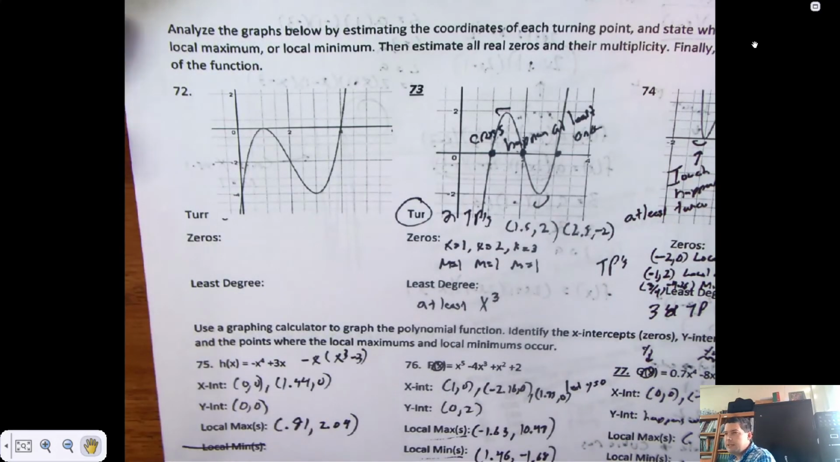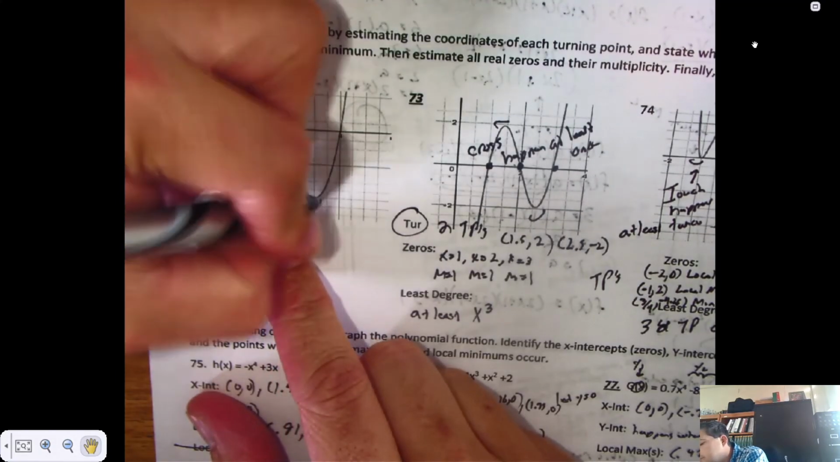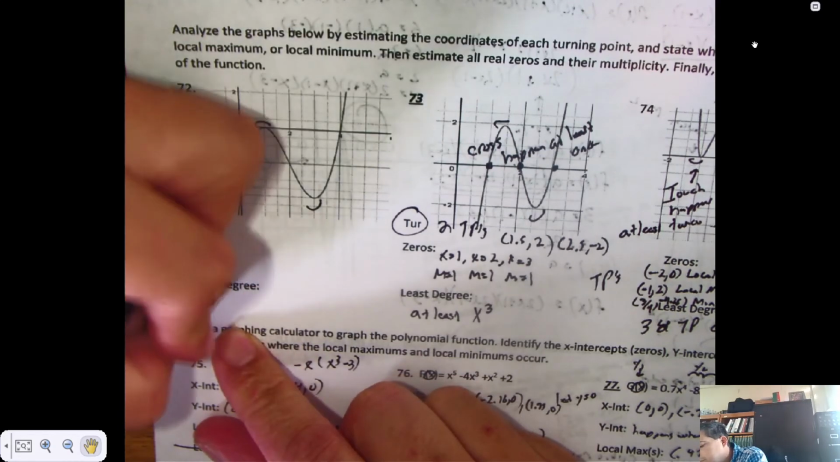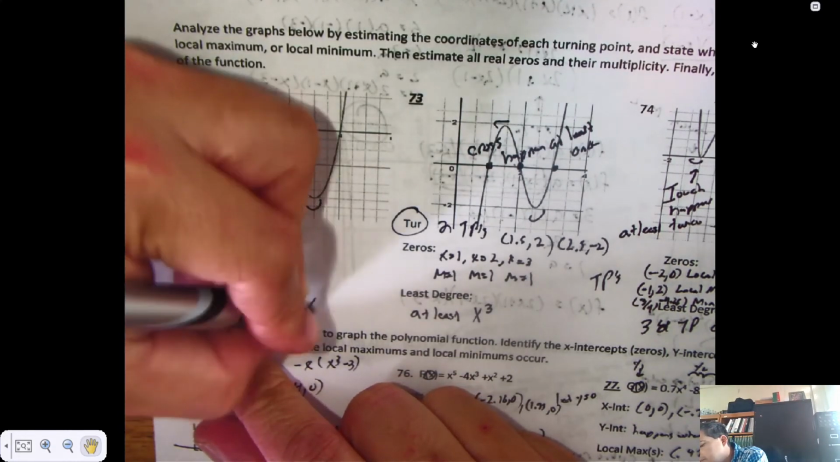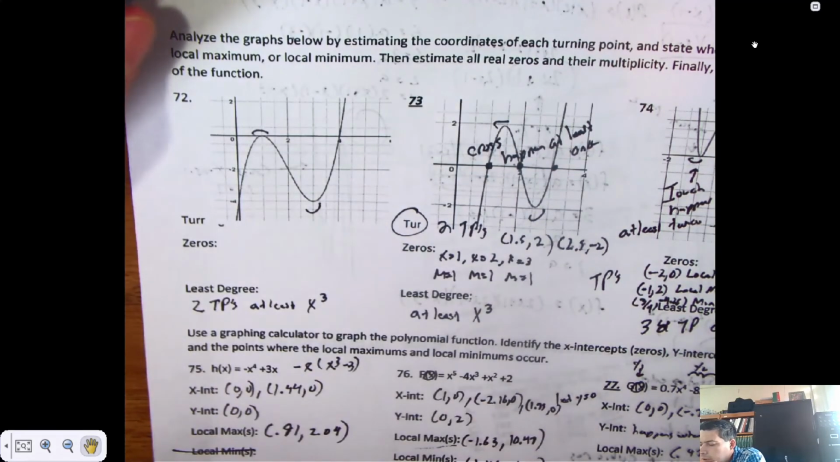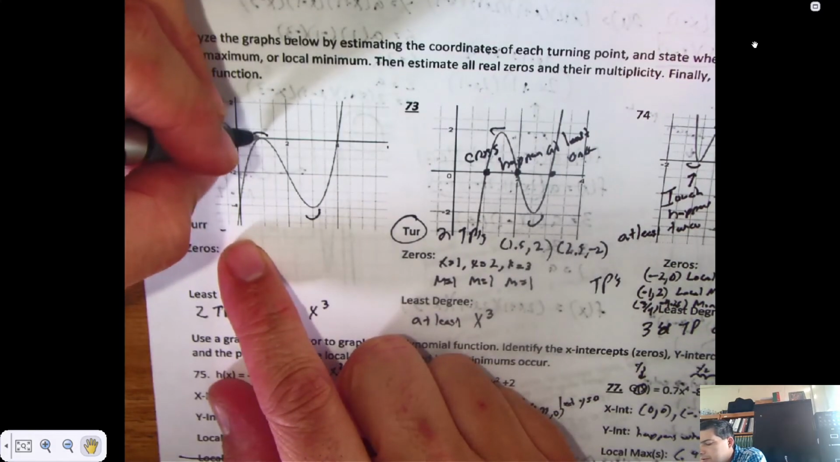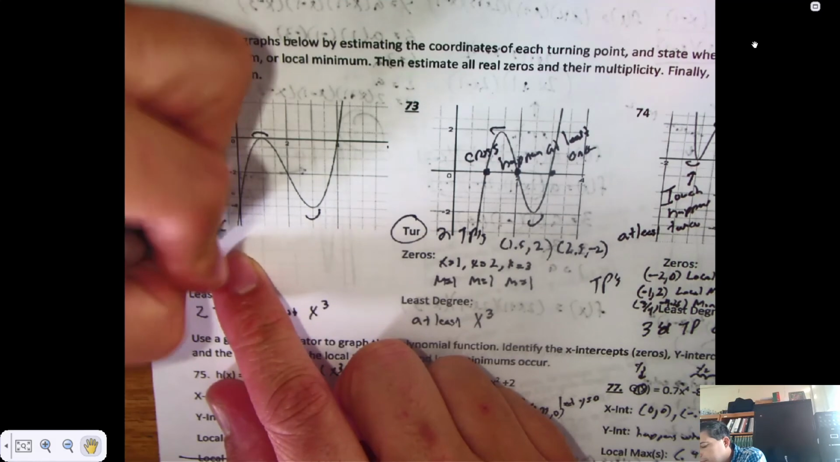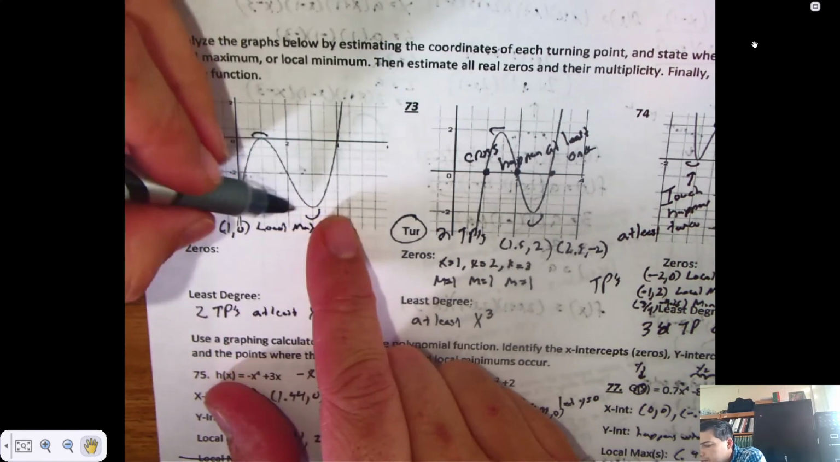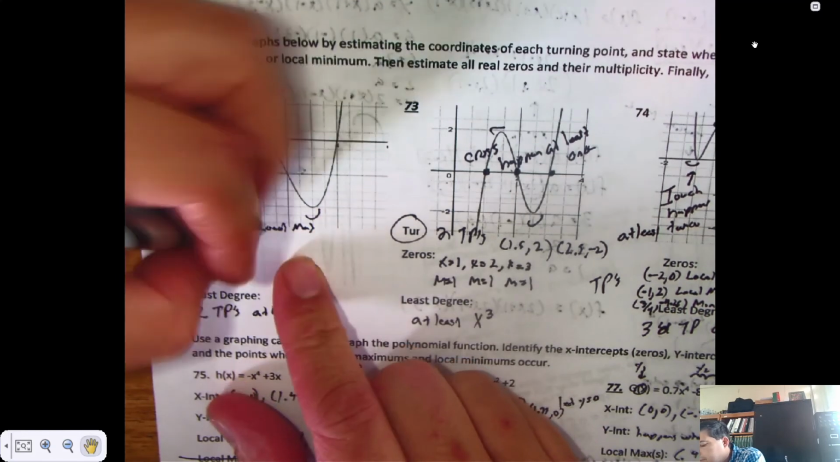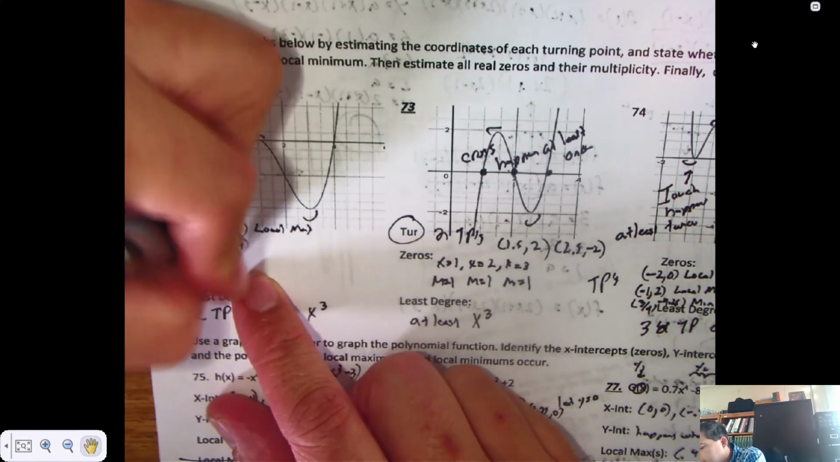And 72, the last one I'm going to do, and then I'm going to go home for the day. I have 2 turning points, 2 TPs, means at least x cubed. The coordinates of the turning points happen to be the maxes and the mins. So this is going to be 1, 0. That is a local max. This is going to be 3, negative 4. That's a local min.